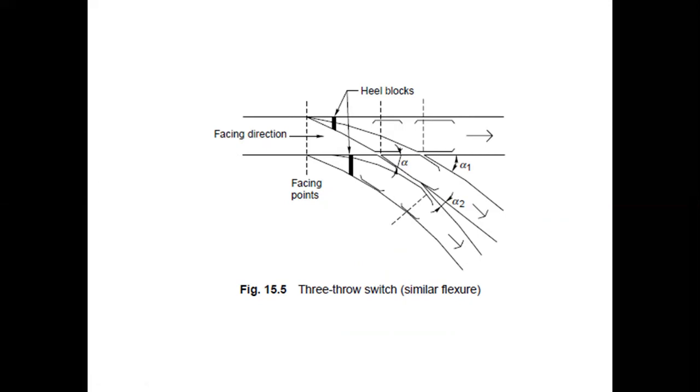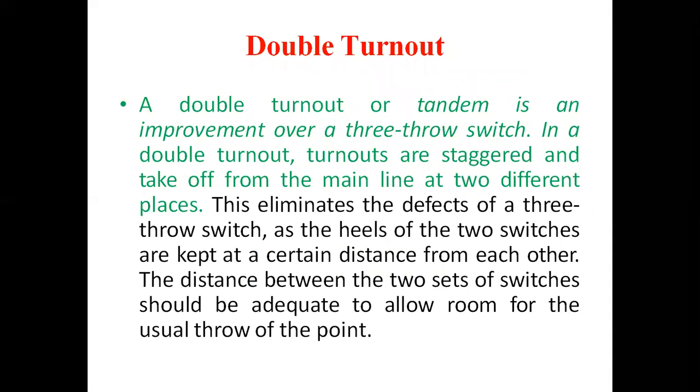In a similar flexure. A double turnout, or a tandem, is an improvement over a three throw switch. In a double turnout, turnouts are staggered and take off from the main line at two different places. This eliminates the defects of the three throw switch, as the heels of these two switches are kept at a certain distance from each other. The distance between these two sets of switches should be adequate to allow room for the usual throw of the point, the usual throw of the switching of this.